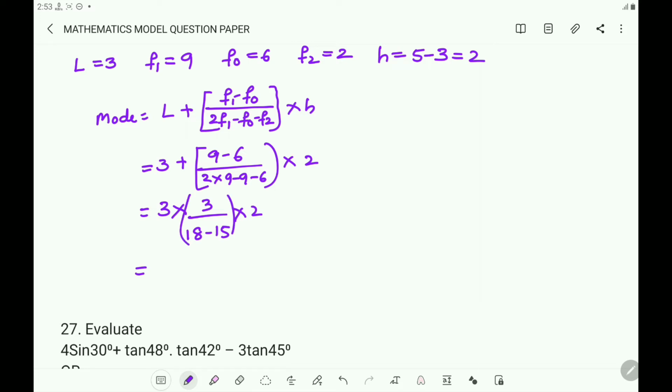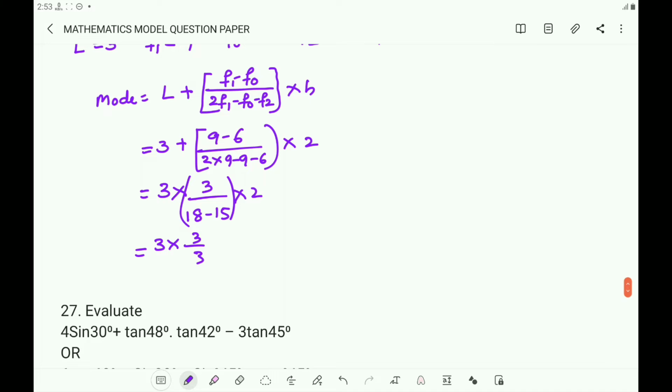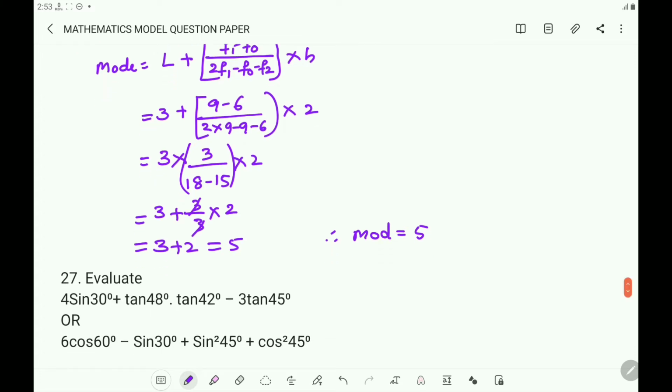That equals 3 plus 3 by 3 into 2, that is 3 plus 3 by 3 into 2, that becomes 3 cancels. What is remaining here? 3 plus 2 equals 5. Therefore, you can write that mode equals 5. In this way, you can calculate the mode. Then the next question.